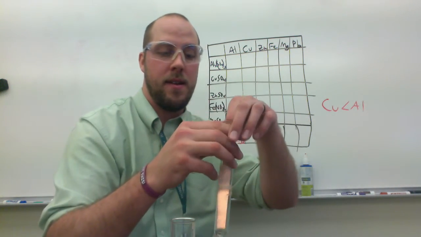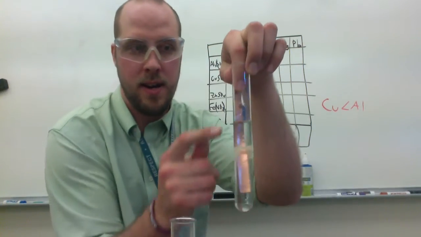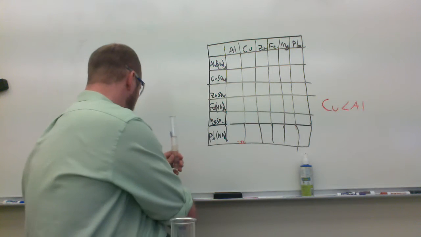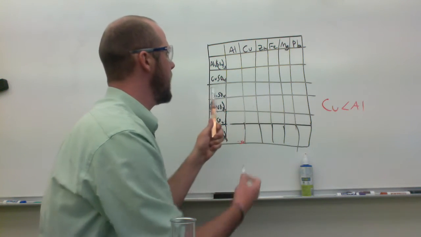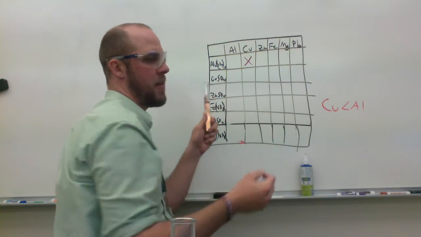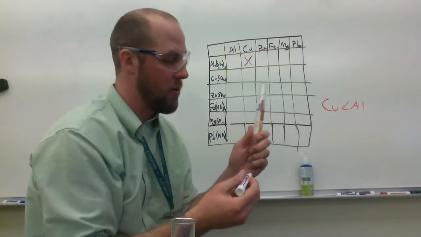And we saw no reaction here with the copper and the aluminum sulfate. So we would go to our little grid that we just drew here, and copper, aluminum sulfate, nothing. You can put X, you can put an NR for no reaction.